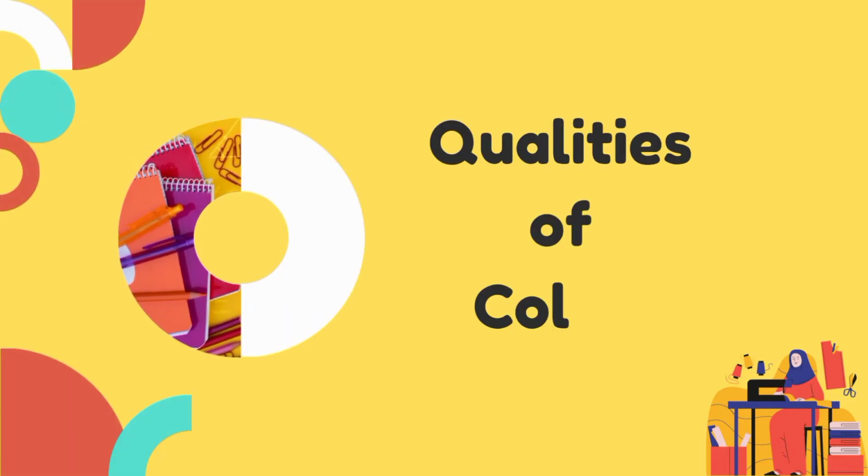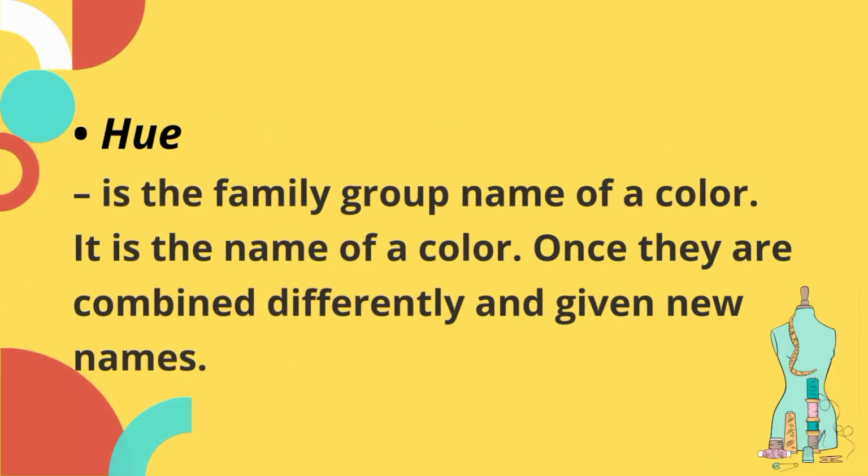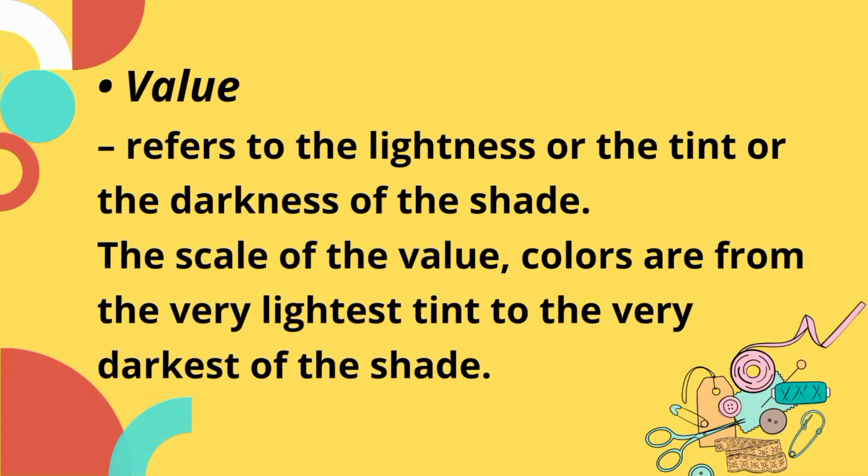Qualities of colors. Hue is the family group name of a color. It is the name of a color once they are combined differently and given new names. Value refers to the lightness or the tint or the darkness of the shade. The scale of the value colors are from the very lightest tint to the very darkest of the shade.